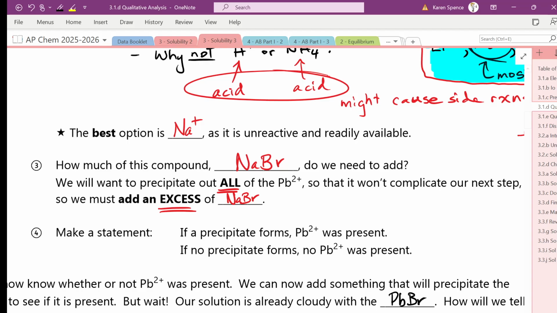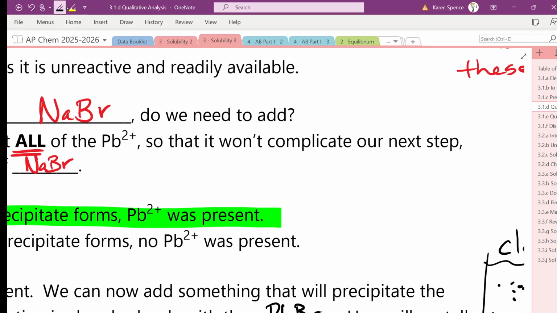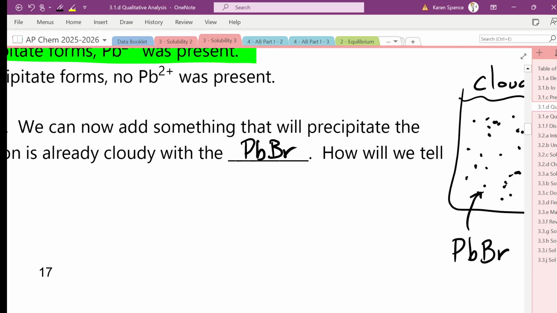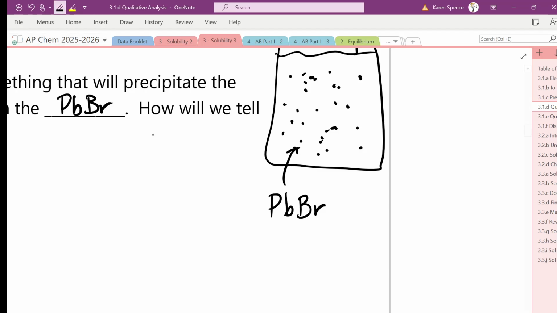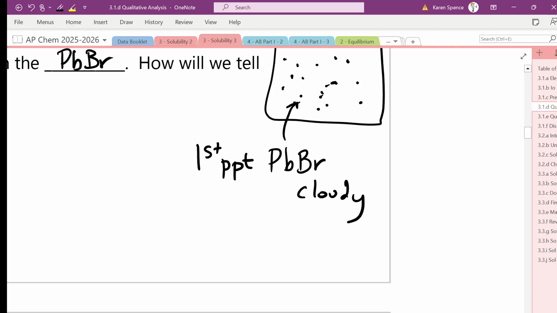Okay, and then we make a statement. If a precipitate forms, lead 2 plus was present. If no precipitate forms, no lead 2 plus was present. And then if a precipitate forms, right after this, we can write what we do to get rid of that precipitate, because what we've got right now is we have our first precipitate, the lead bromide, and that makes it cloudy. Okay, how will we tell if we get a second precipitate? We need to remove the first precipitate to see if we get a second precipitate.